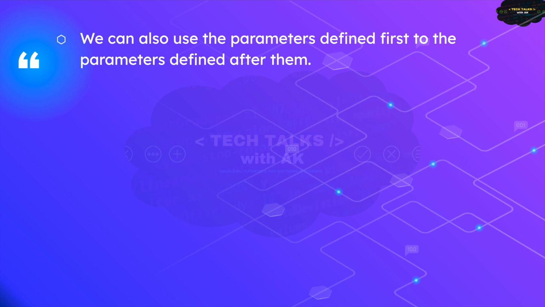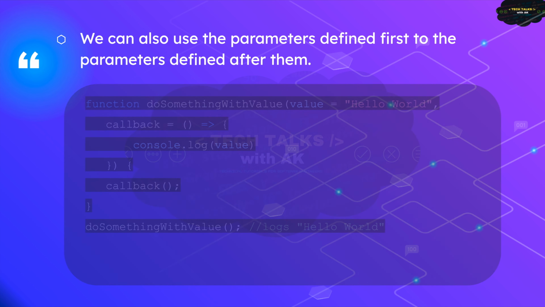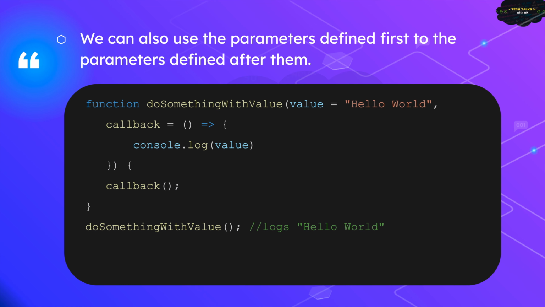We can also use parameters defined first in the parameters defined after them. Let's look at the example. So here we have an example which is doingSomething with the value. What it is doing, we have a default value "hello world" for value and it logs value. When we call doSomething with the value, it logs hello world.